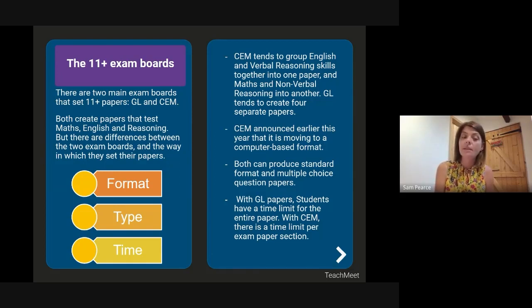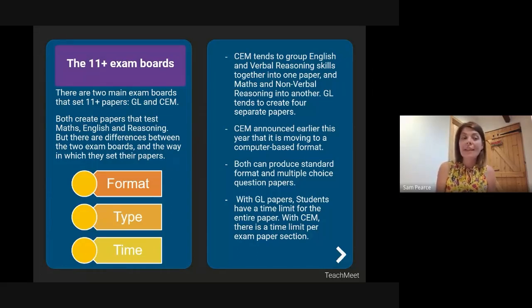But with CEM, historically, there's been a time limit per exam paper section. And that time limit has generally been somewhere between 6 and 12 minutes. And once that time is finished, they need to move on to the next section of the paper.